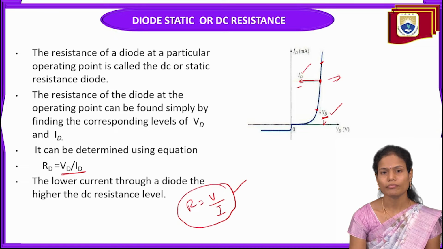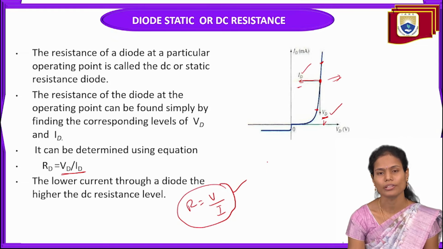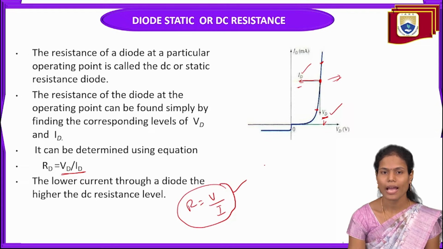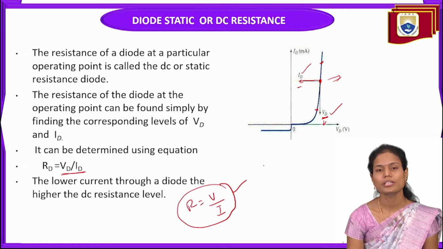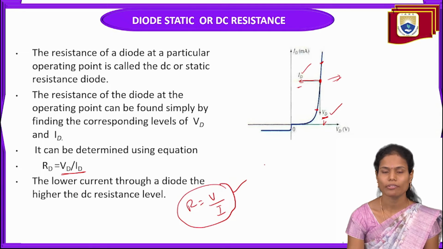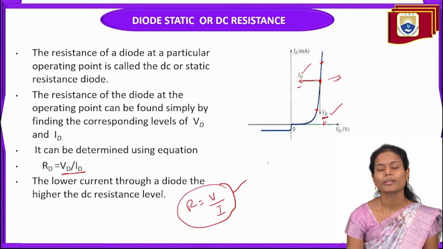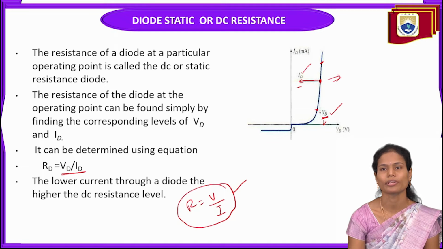So in the case of forward biased PN junction diode, the DC resistance value is very less. But in the case of reverse biased diode, the DC resistance value will be very high. Why? Because in the forward biased condition, there is a high flow of forward current in the device. But in the reverse bias condition, there is a low flow of reverse current in the device. So that's why resistance value is very high.